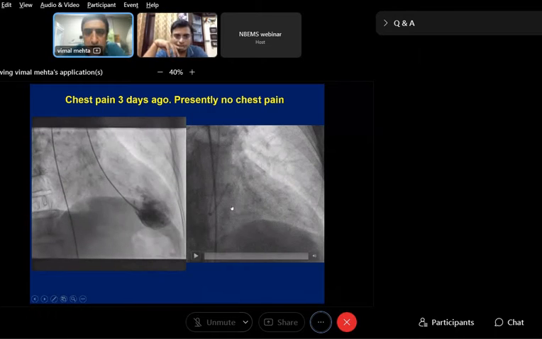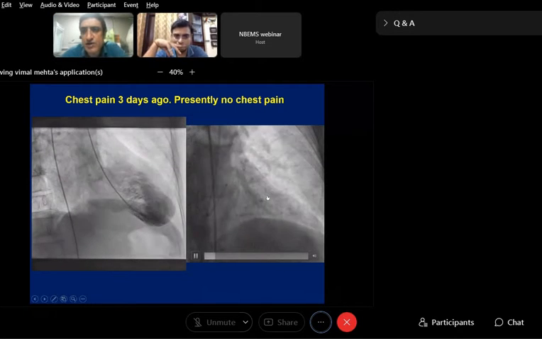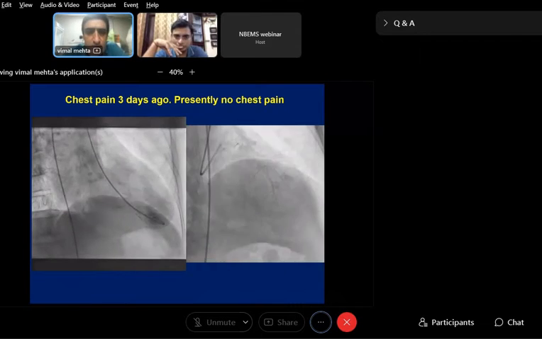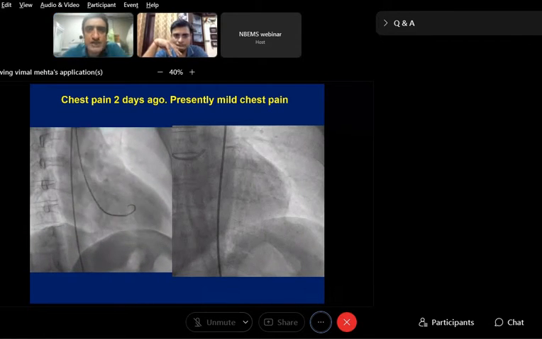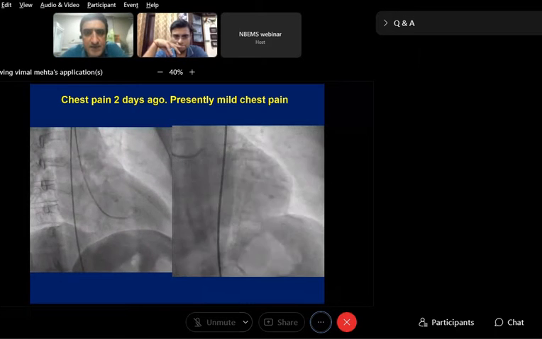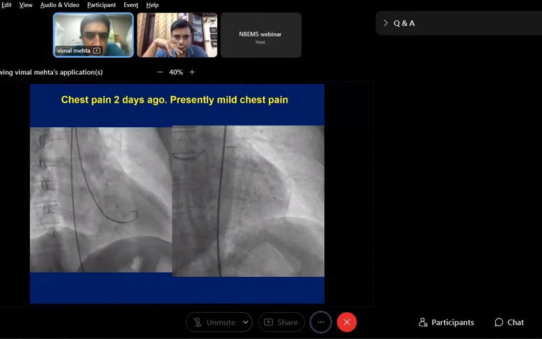And this is the angiogram. Chest pain 2 days ago. Presently, the patient is having mild chest pain. Let me show this, the other one later on.